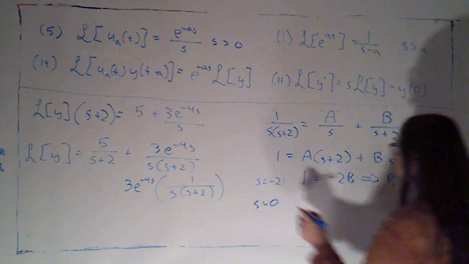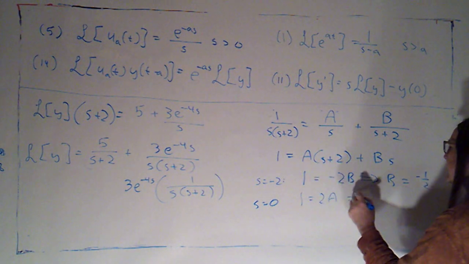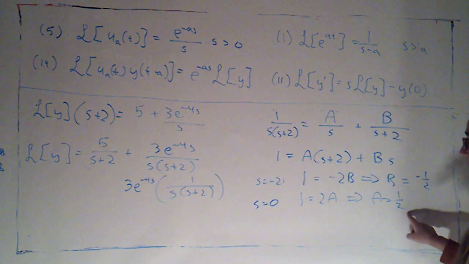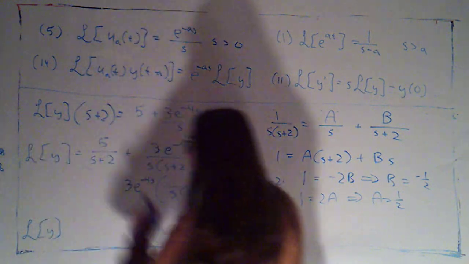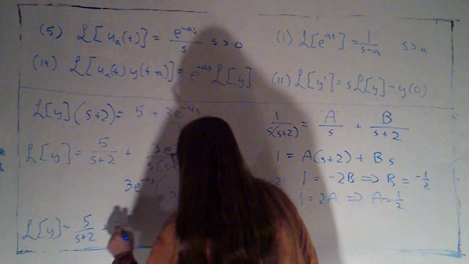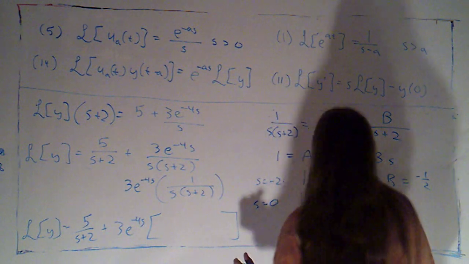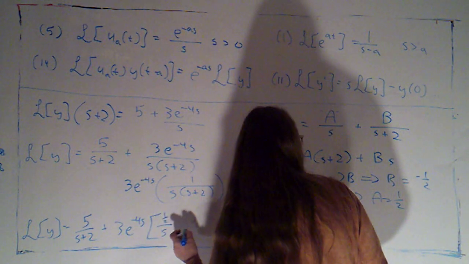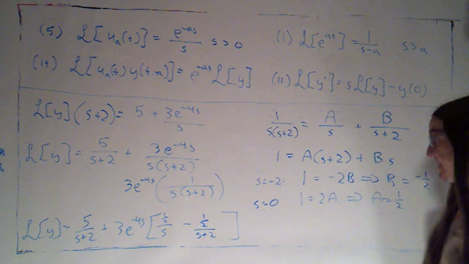If s is equal to 0, that'll kill off the b's. That gives me 1 is equal to 2a, and so a is positive 1/2. So I can now plug that in. I can say the Laplace transform of y, that's the original function that I was looking for, is 5 over s plus 2 plus 3e to the negative 4s times, let's see, a was 1/2, so 1/2 over s minus 1/2 over s plus 2.